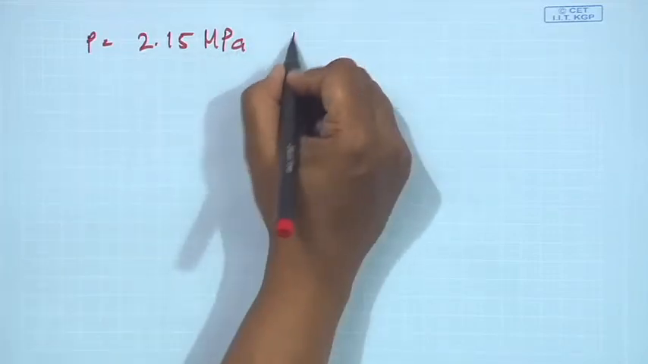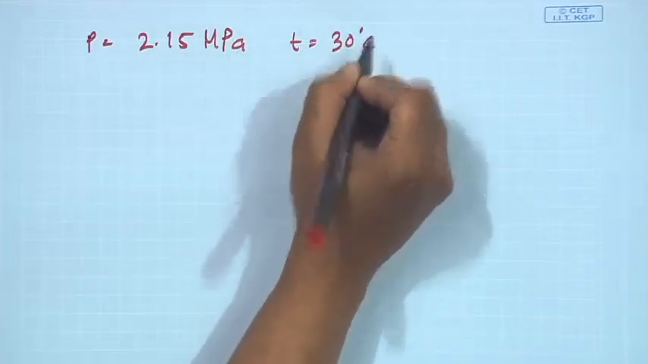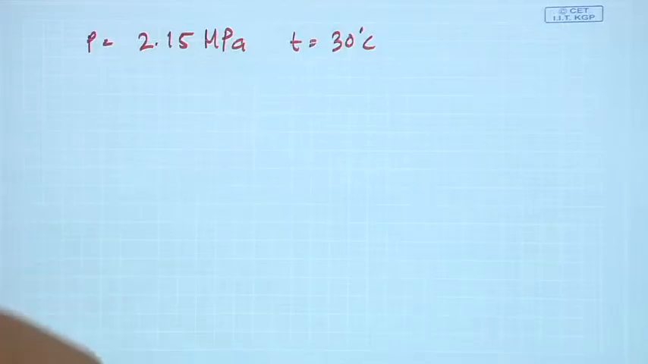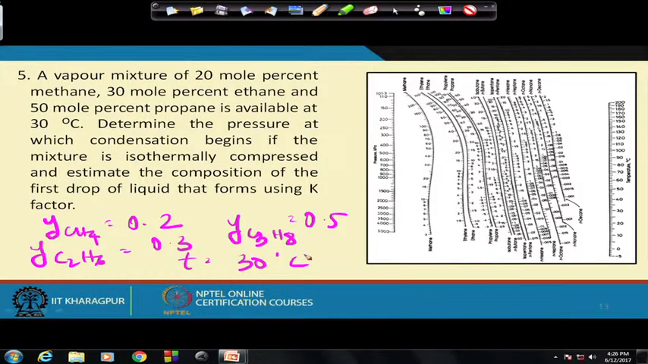Once I have guessed this, T equals 30 degrees centigrade, we can draw a straight line from 2.15 megapascal. It is roughly here, and the temperature is about 30 degrees centigrade. So, if we draw a line, we are in a position to find out the K factors for methane, for ethane and for propane. Let us see what the K factors are.